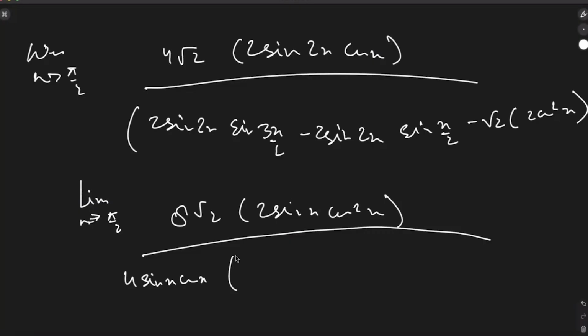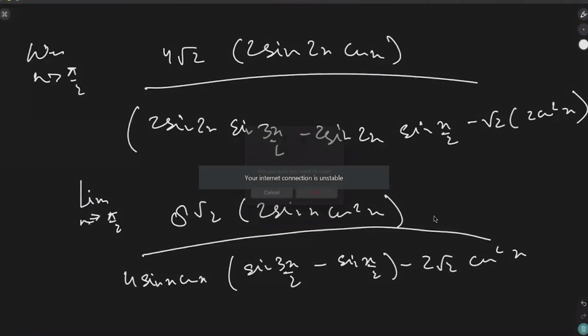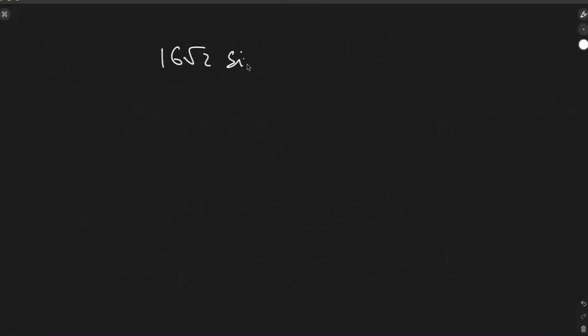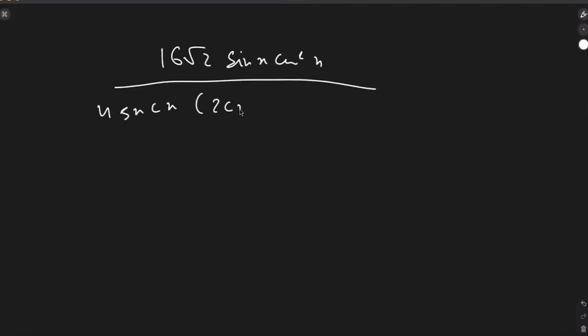Okay. So over here it will be sine 3x by 2. I'll take this and this common. So 4 sine x cos x, sine 3x by 2 minus sine x by 2, and minus 2 under root 2 cos square x. Alright. So 16 under root 2 sine x cos square x, all divided by 4 sine x cos x, 2 cos x sine x by 2 minus 2 under root 2 cos square x, and limit x tends to pi by 2.